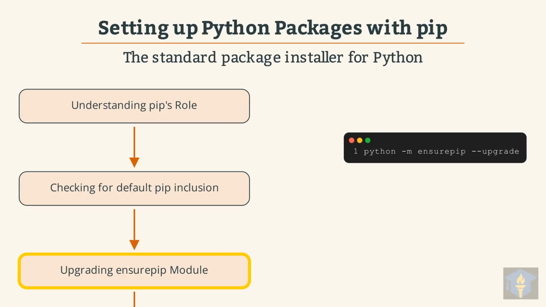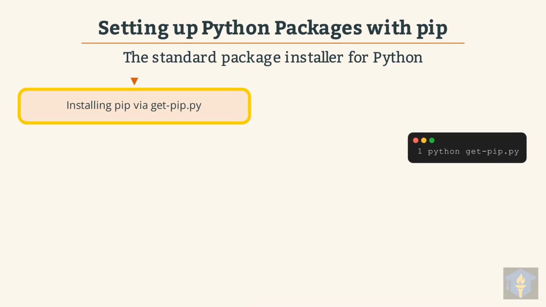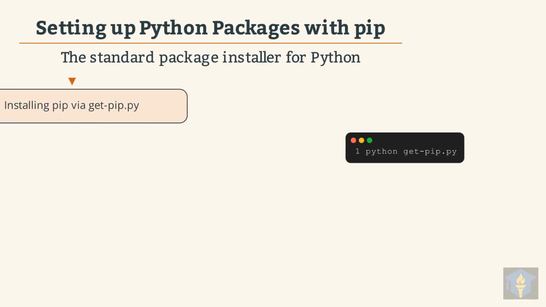You can do this by running python -m ensurepip --upgrade in your terminal, ensuring your package manager is current. Alternatively, you can install pip using the get-pip.py script if it's not present or needs a fresh installation. Simply execute python get-pip.py to install pip directly, setting up your package management system.